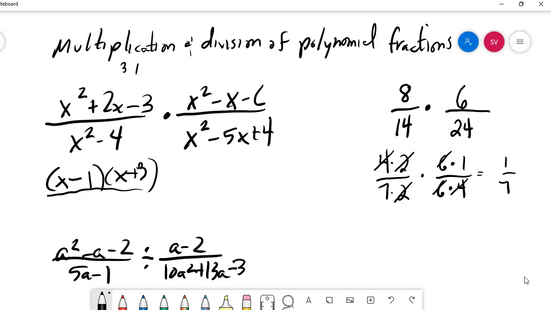Now we have x squared minus 4. This is a difference of two squares because I have two terms, a minus sign between those two terms, even exponents, and I could take the square root of the 4 evenly. So that breaks down into x minus 2 and x plus 2.